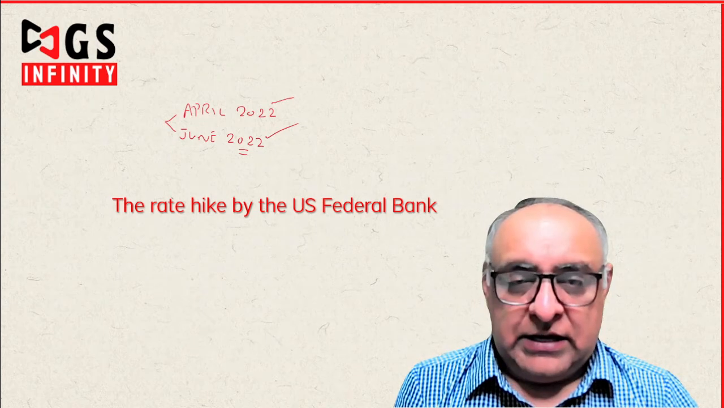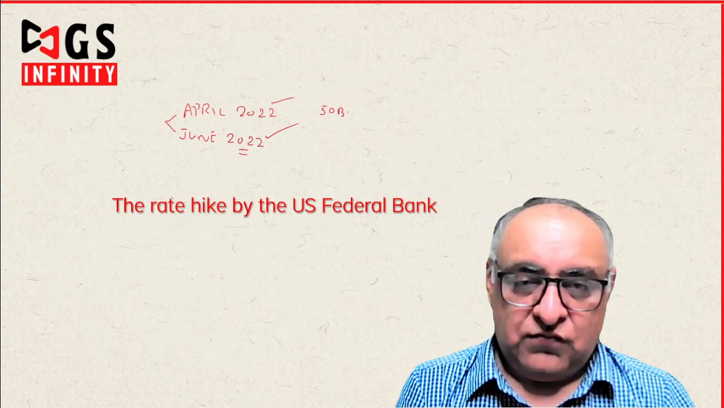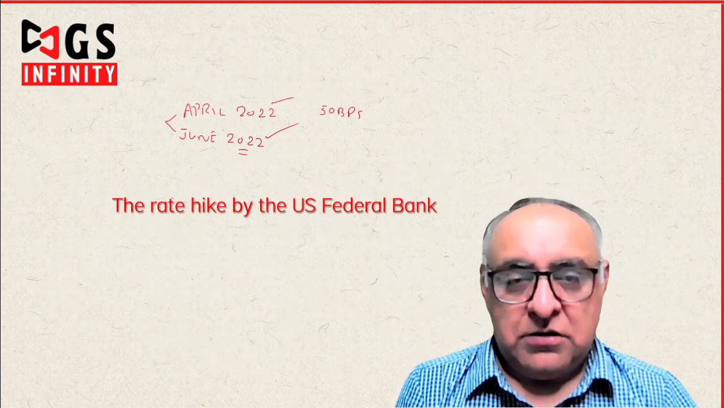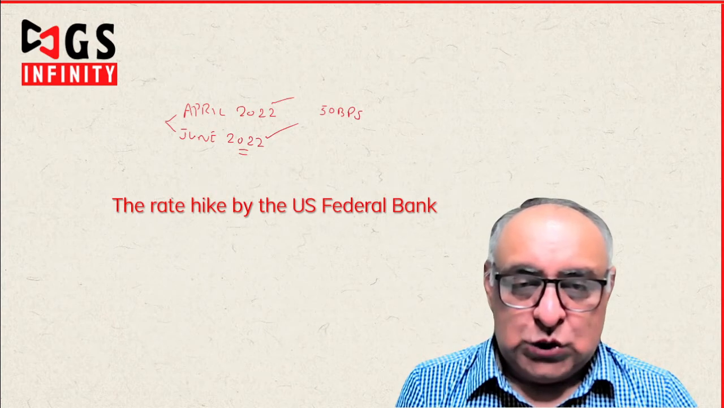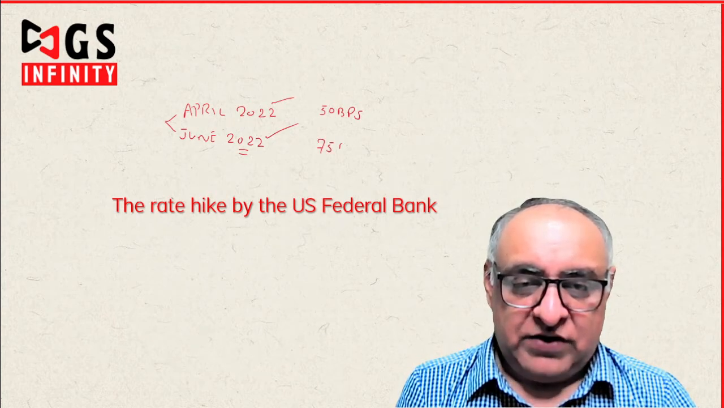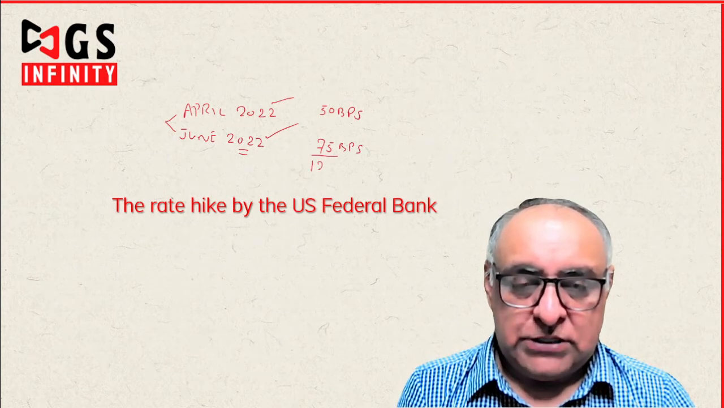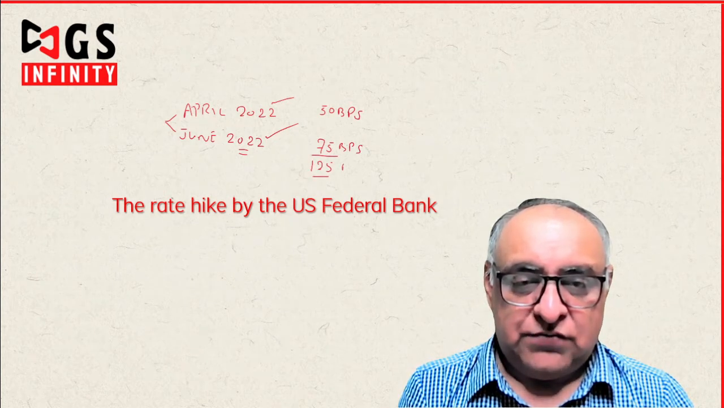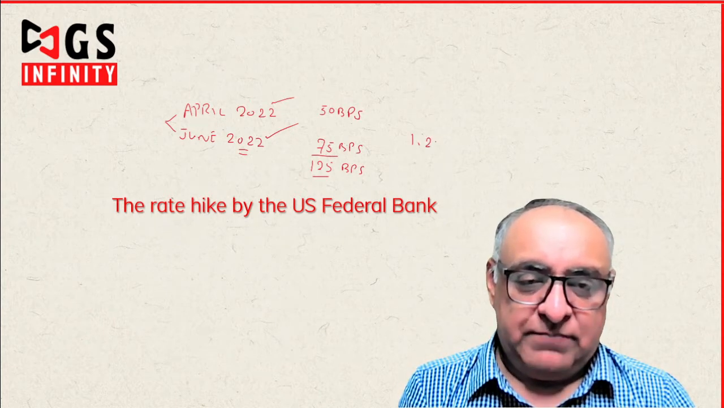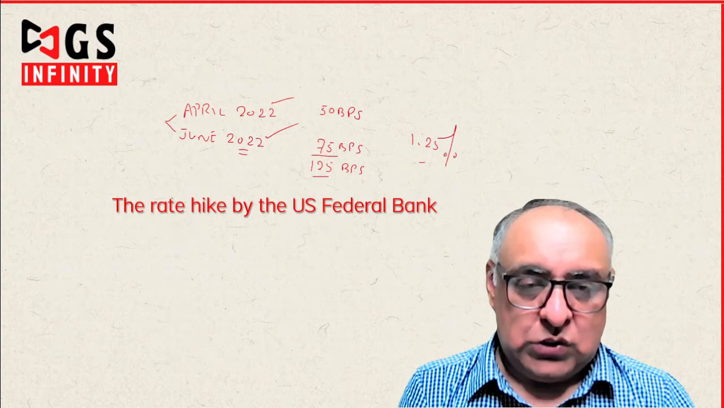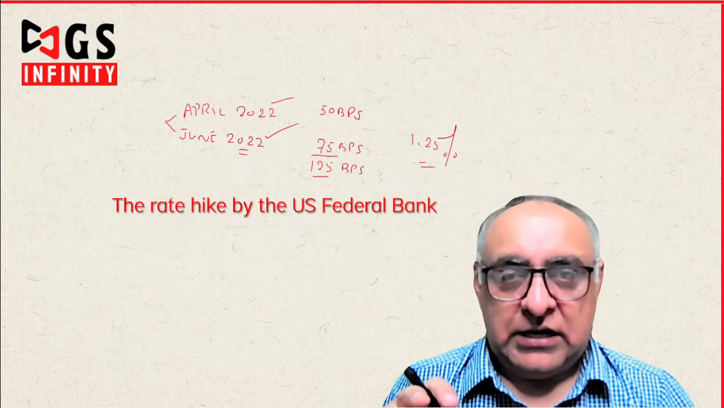So, a rate hike in April, that was 50 basis points. 50 basis points means 0.5%, and a rate hike in June, that is 75 basis points. So the total rate hike in approximately 2 months, that is 125 basis points, that is 1.25%. This is equal to this. So first question is, why this rate hike?